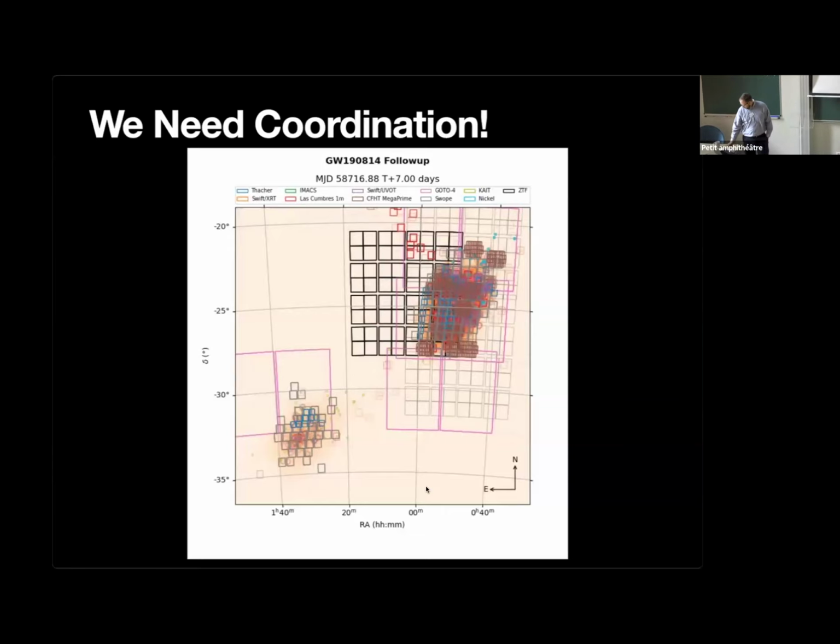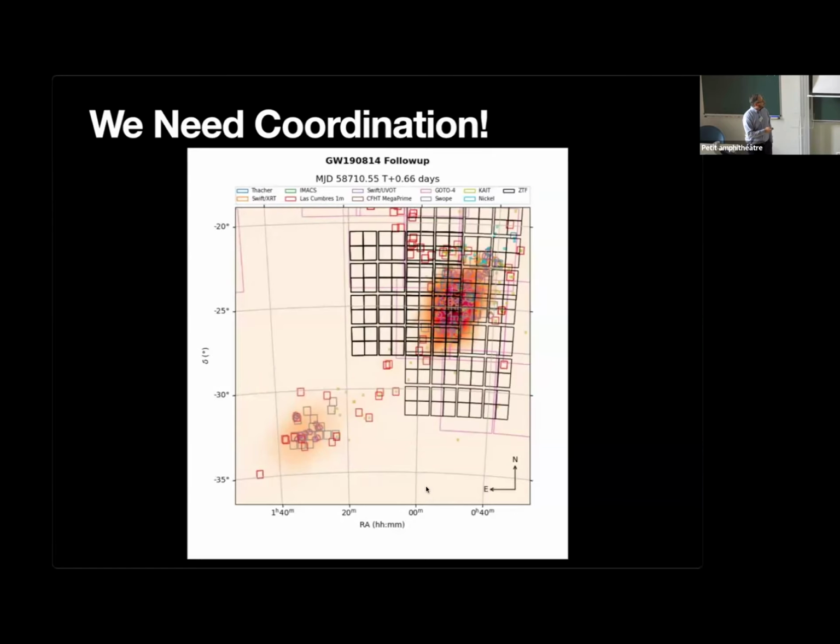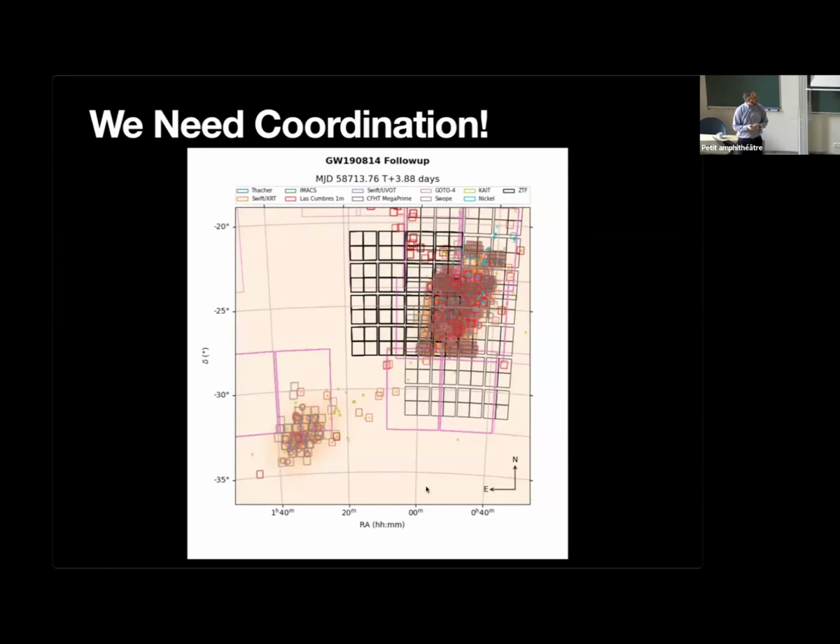While, we'll see if I can play this again, on the main probability peak up here, there are many, many observations that all overlap, taken at the same time, at similar depths. And at the end of the day, they probably won't tell us much more. So this is my initial slide saying that coordination is really key to the success of multi-messenger astronomy.